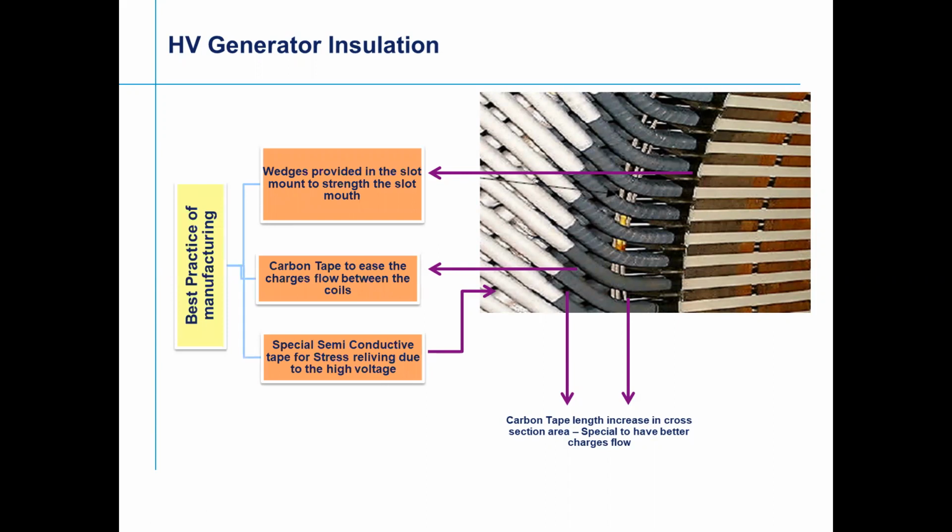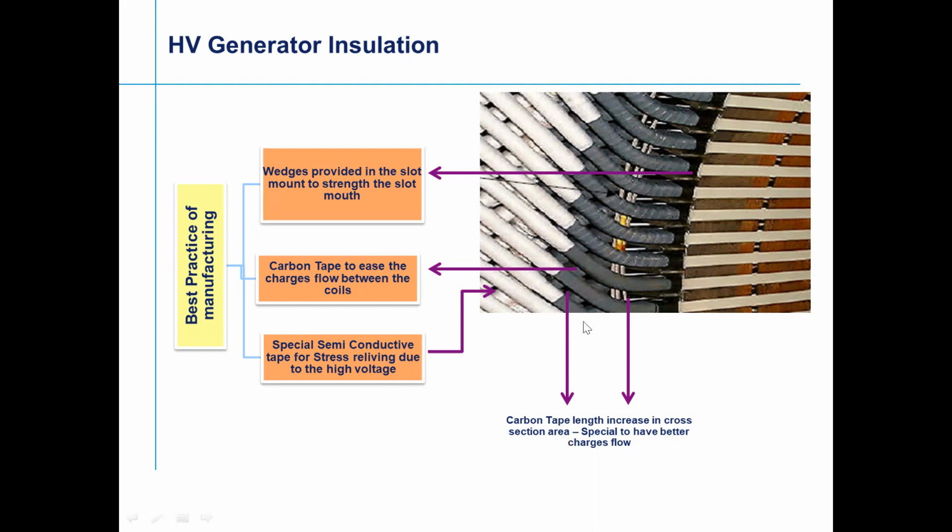So this is a slot edge after the winding. We put the wedge over here, you can see this. And there is a carbon tape which is put across to discharge the flow of charges on the slot mouth, and a separate semiconductor tape is stretched over that. In case of any high voltage, there is a movement of coil due to the electromagnetic force. So this is put across as a part of extra insulation on the HT coils.